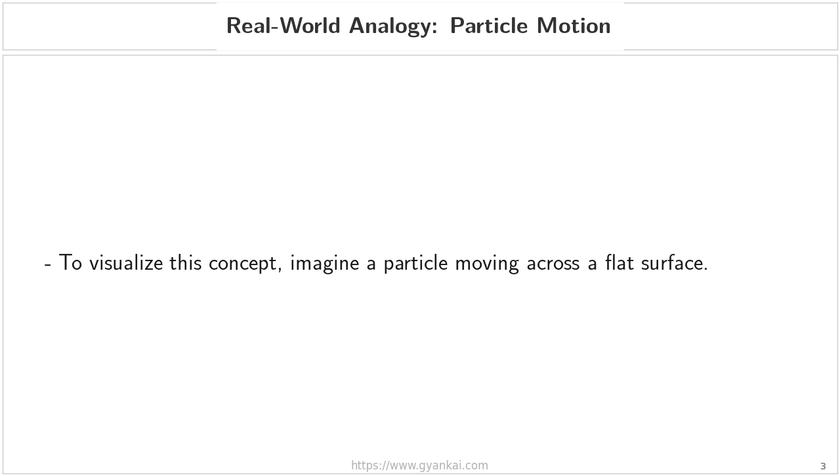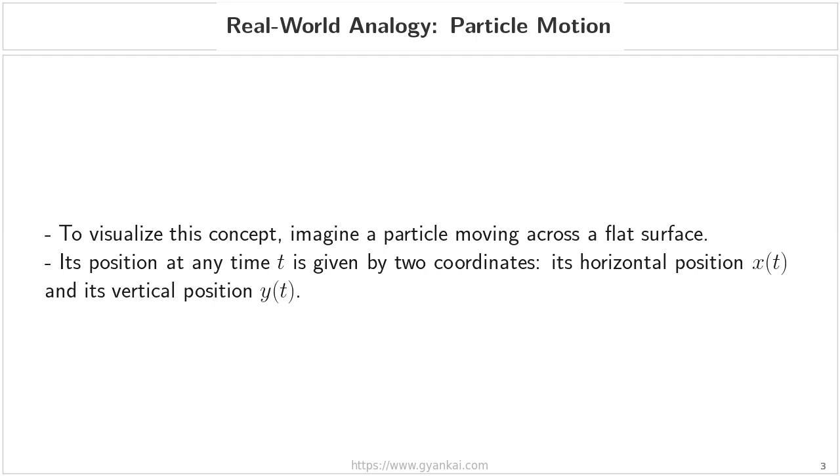Real-world analogy, particle motion. Now that we have established the theoretical derivation of the formula, let us move to a real-world analogy to help you visualize what is actually happening. Imagine a particle moving across a flat surface. At any given moment in time, which we represent as t, the particle's position is defined by two separate coordinates: its horizontal position, x, as a function of t, and its vertical position, y, as a function of t.